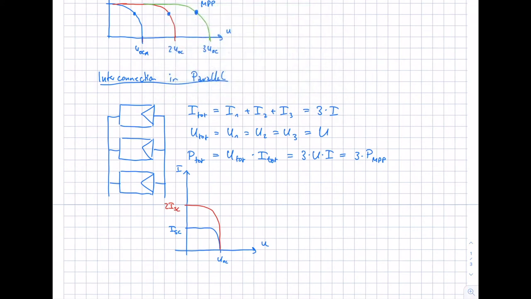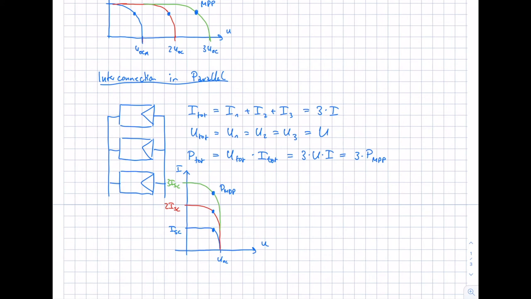And then adding a third module in parallel, what we get is this IV curve, that the current increases, the voltage keeps unchanged, and again we shift the power now in this direction, that the total power P total is 3 times the power of just one module. And that is the idea of the interconnection of PV modules in parallel, that we can increase the current.